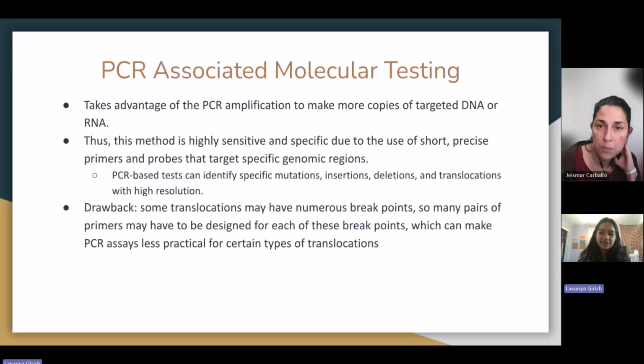And then PCR-associated molecular testing. It takes advantage of PCR amplification to make more copies of the specific DNA and RNA samples. Thus, this method is highly sensitive because it specifically targets genomic regions and uses short and precise primers. PCR testing can identify specific mutations, insertions, deletions, and translocations with high resolution. One drawback is that some translocations may have numerous breakpoints, so many pairs of primers may have to be designed for these breakpoints, which can make it less practical for certain types of translocations.